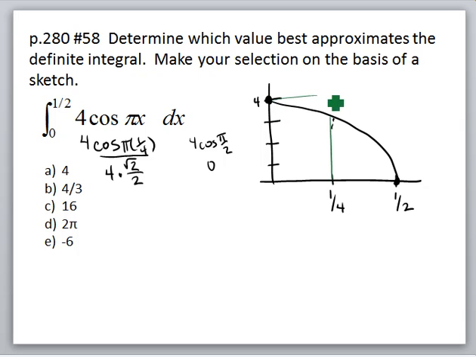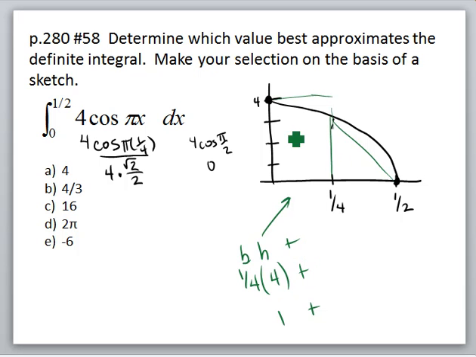If you want, we could just do maybe a rectangle here and maybe a triangle here. We'll see what values we get for that. So this would be base times height. It would be 1/4 times 4. So it would be a value of 1 for the area of that first rectangle. And then here we have a triangle. To use a triangle, we use 1/2 base times height. That would be 1/2. The base would be 1/4. And then the height of this triangle would be 2 square root of 2.